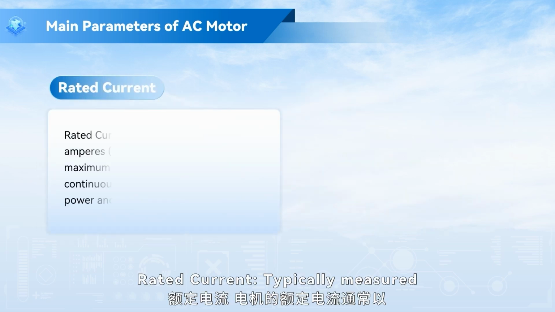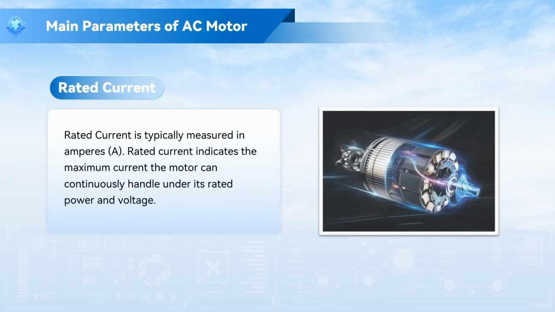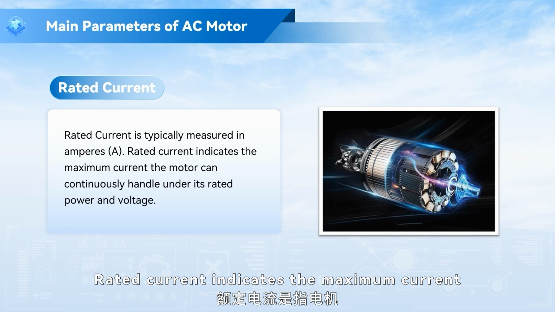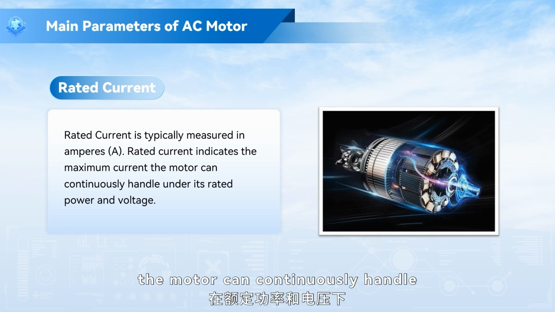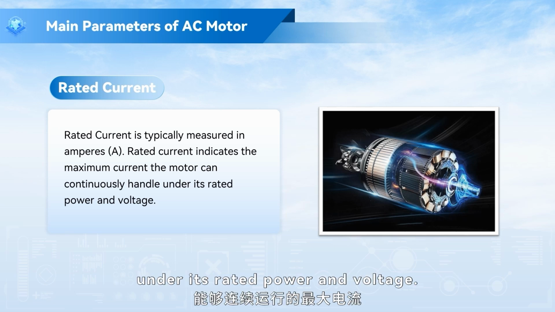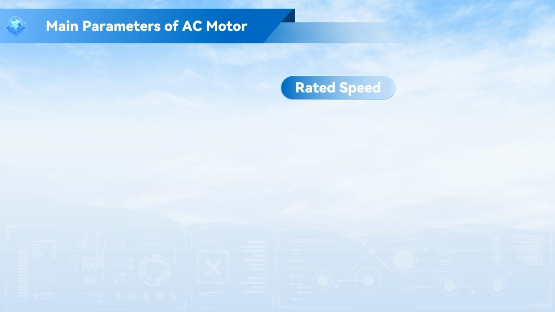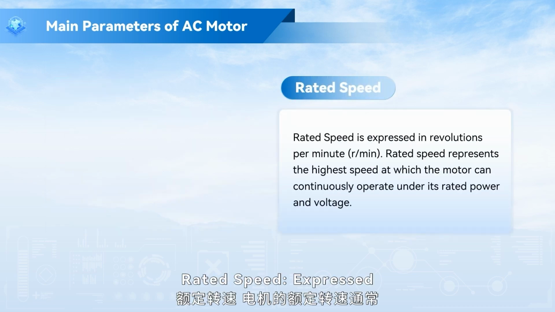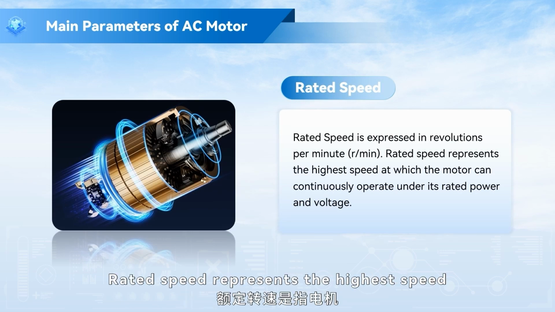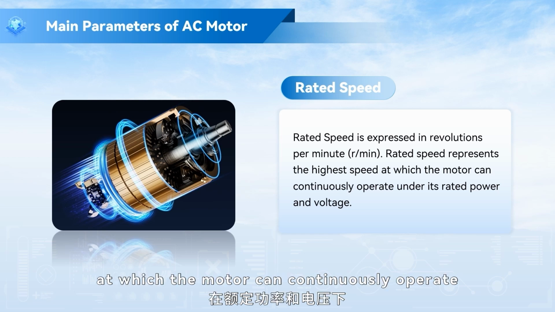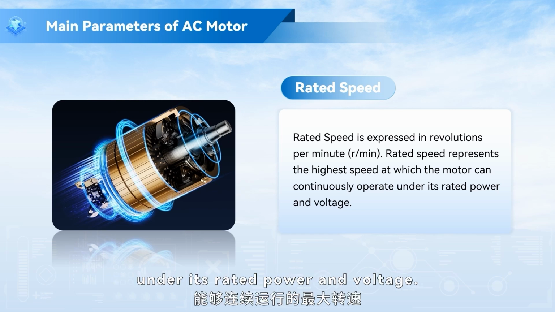Rated current, typically measured in amperes. Rated current indicates the maximum current the motor can continuously handle under its rated power and voltage. Rated speed, expressed in revolutions per minute. Rated speed represents the highest speed at which the motor can continuously operate under its rated power and voltage.